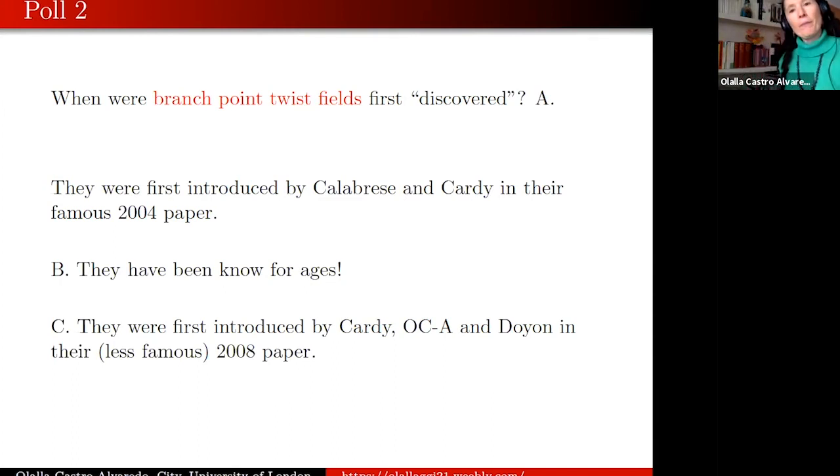Okay, have some votes. One vote so far. Okay, keep them coming. Is that all for A? Okay, so who thinks we stop at A? So who thinks it's B? They have been known for ages. Could you vote?